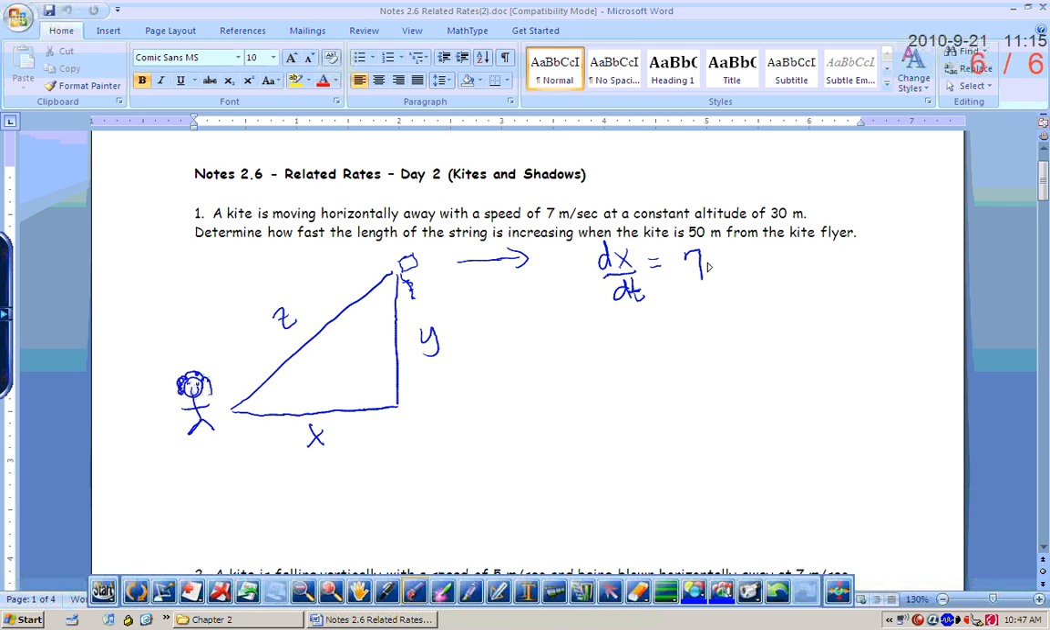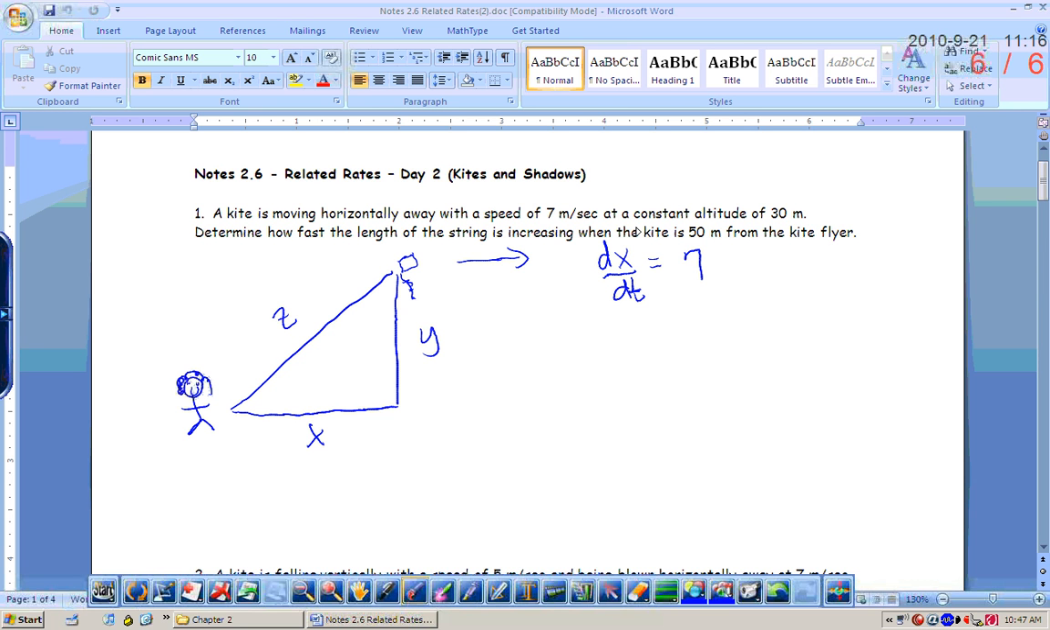Away is a little bit misleading because you might think negative in terms of away, but X is increasing, so dx/dt is positive. Because it's 7 meters per second, so it's in terms of time. And pretty much any related rate problem, any word problem that you do involving related rates is always with respect to time. I can't think of any one where it's not with respect to time, but that's a good question.